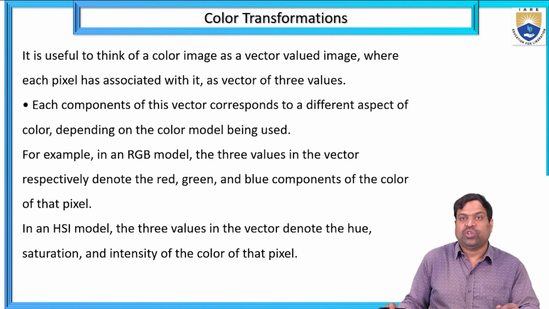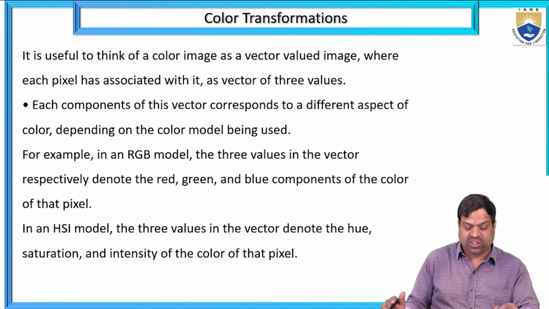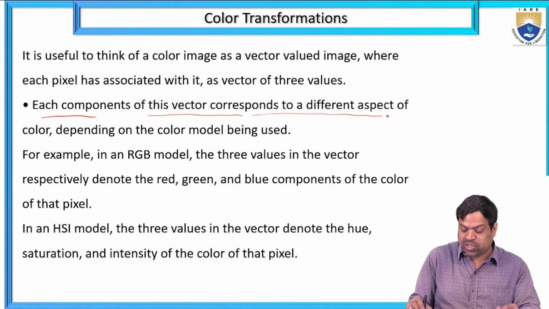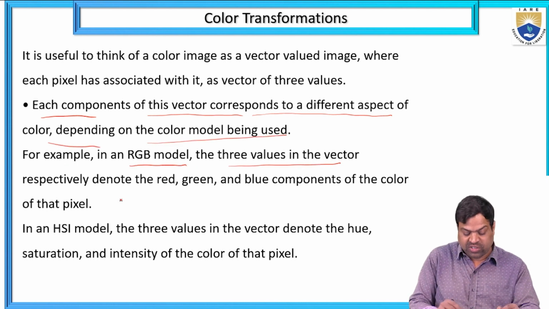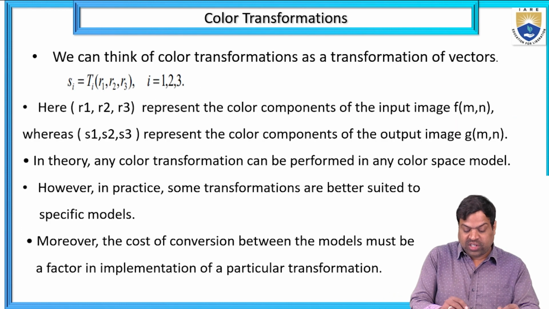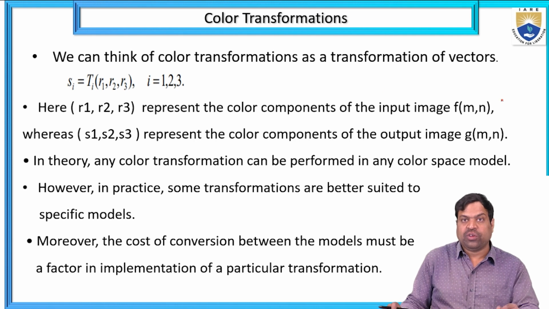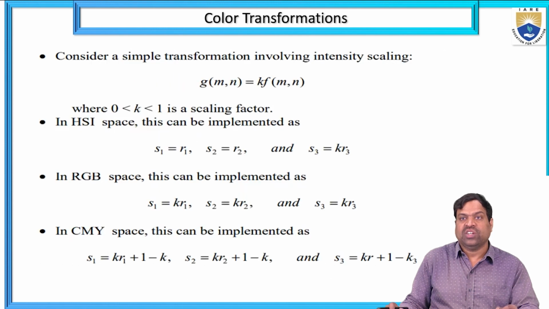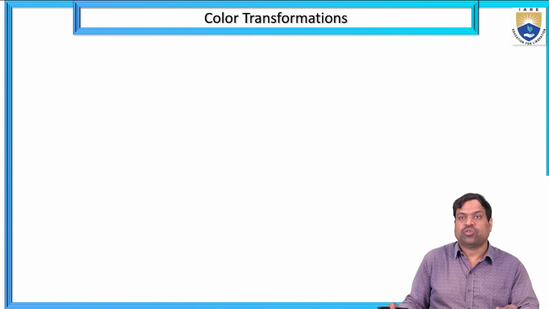And it is useful to think of a color image as a vector value where each pixel is associated with a vector of 3 values. Each component of this vector corresponds to a different aspect of color, depending on the color model being used. So the RGB model has 3 values: red, green and blue. HSI also has 3 values. So Si equal to T i of R1, R2, R3. Already we know that R1, R2, R3 are the input functions and S1, S2, S3 are the output functions. So it is the output value with respect to the input, with respect to the transformation technique.